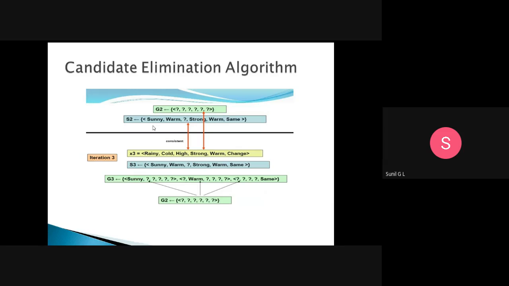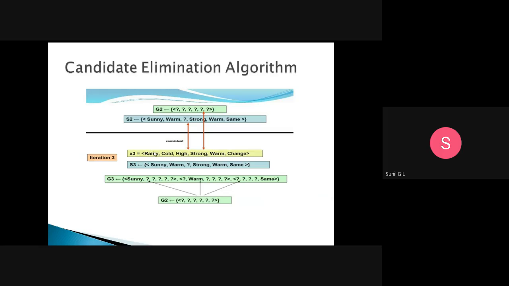So there is a difference. When there is a difference between the x3 and s3, keep the specific hypothesis value in the general hypothesis, and all other values put question mark. So this is one set for the first position of the data values.